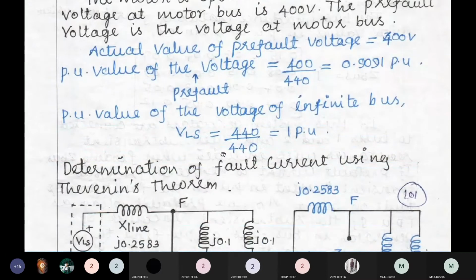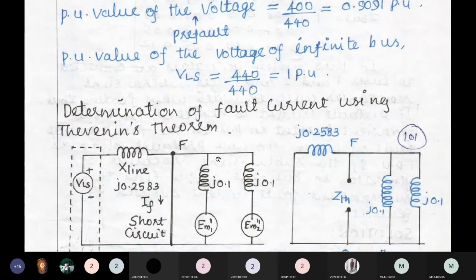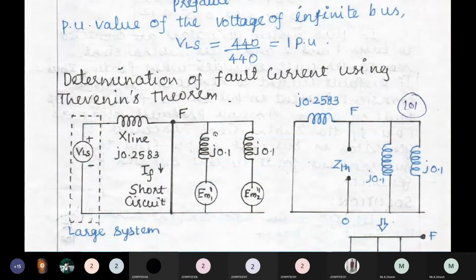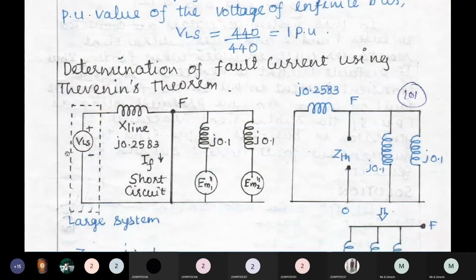Next, our aim is to determine the fault current using Thevenin's theorem. This is the reactance diagram I have. I have a very large system with its equivalent transmission line reactance. This is the fault line, which I am representing with a thick line and a dotted point. And then we have the motor reactances J0.1, J0.1.